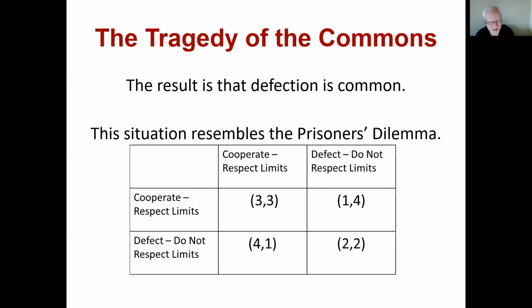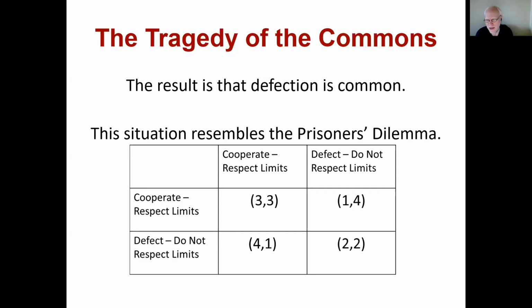you defect while others still cooperate, right? So everybody else sticks to their 20, you add more, you get the benefit, and you share the cost with others. So you come out net ahead, above 20, and all the others come out below 20 because they get some of the cost for each sheep that you add.